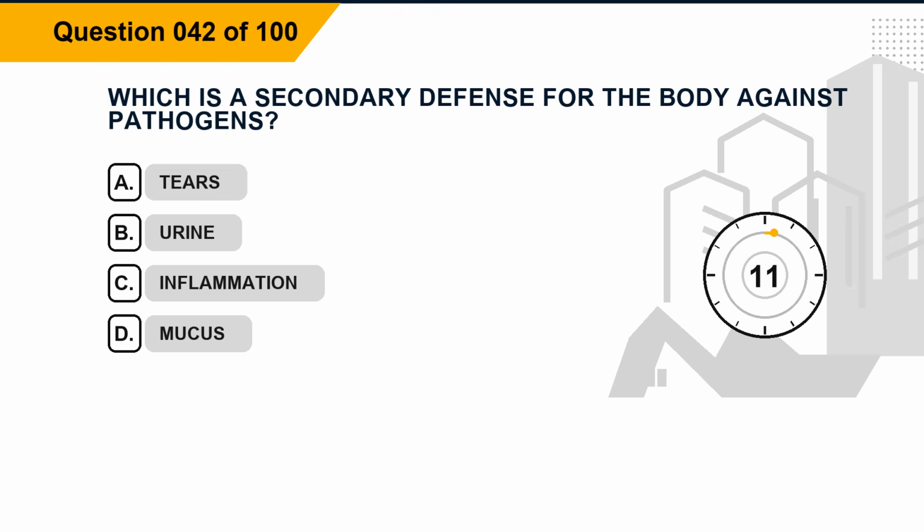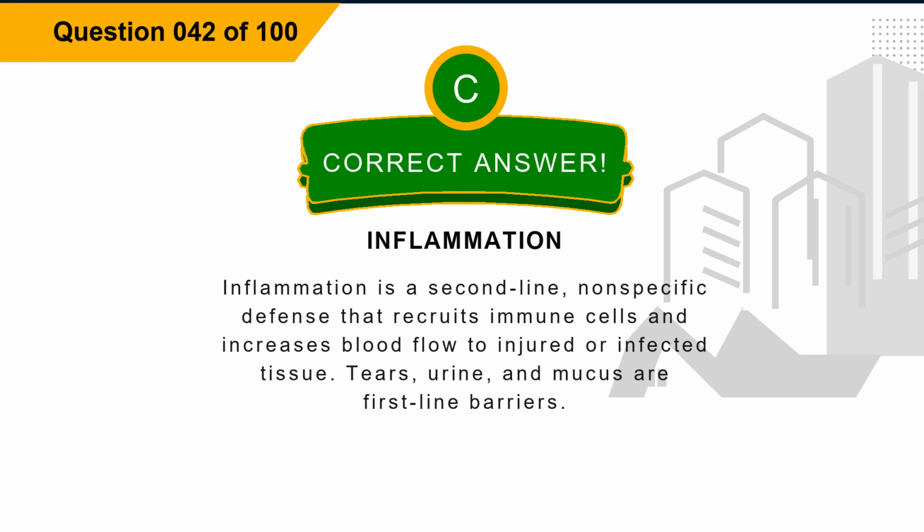Question 42. Which is a secondary defense for the body against pathogens? Option A, tears. Option B, urine. Option C, inflammation. Option D, mucus. The correct answer is option C, inflammation. Explanation. Inflammation is a second-line, non-specific defense that recruits immune cells and increases blood flow to injured or infected tissue. Tears, urine, and mucus are first-line barriers.